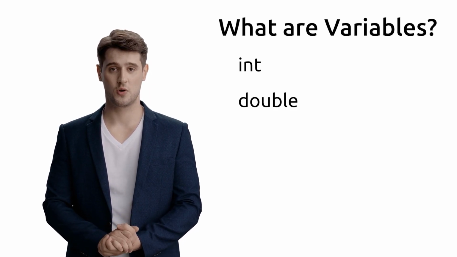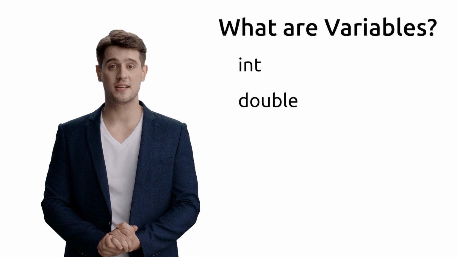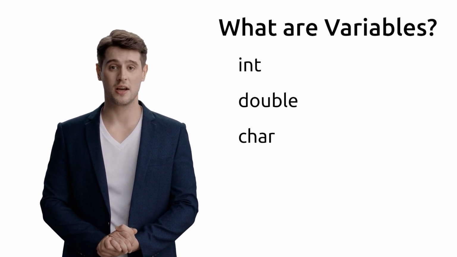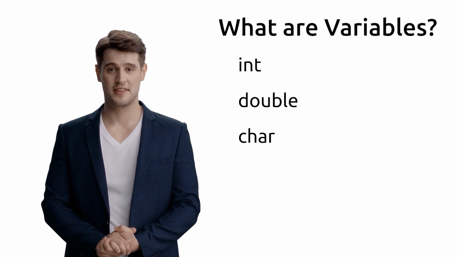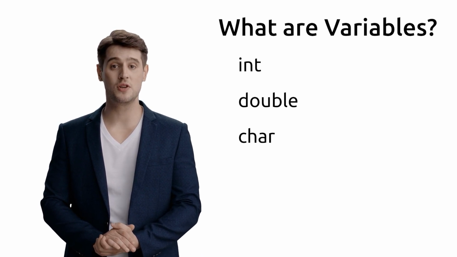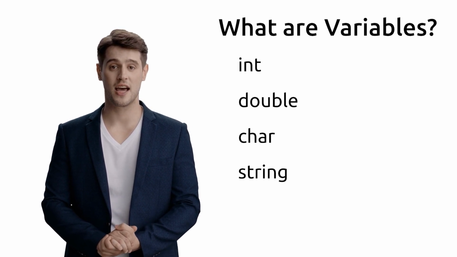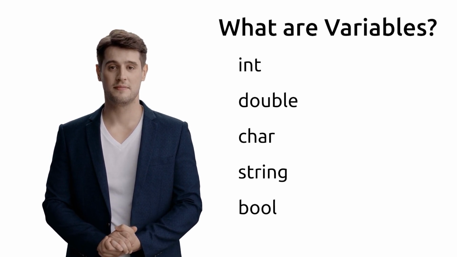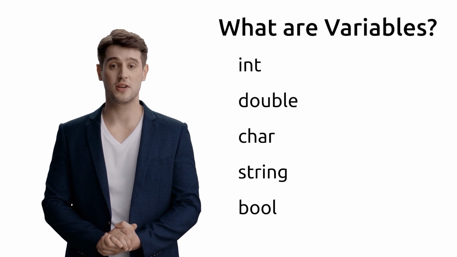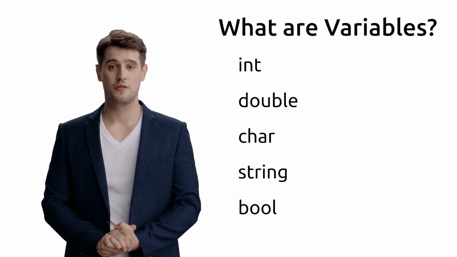Double stores floating point numbers with decimals, such as 19.99 or -19.99. Char stores single characters, such as A or B. Char values are surrounded by single quotes. String stores text, such as Hello World. String values are surrounded by double quotes. Bool stores values with two states, true or false.